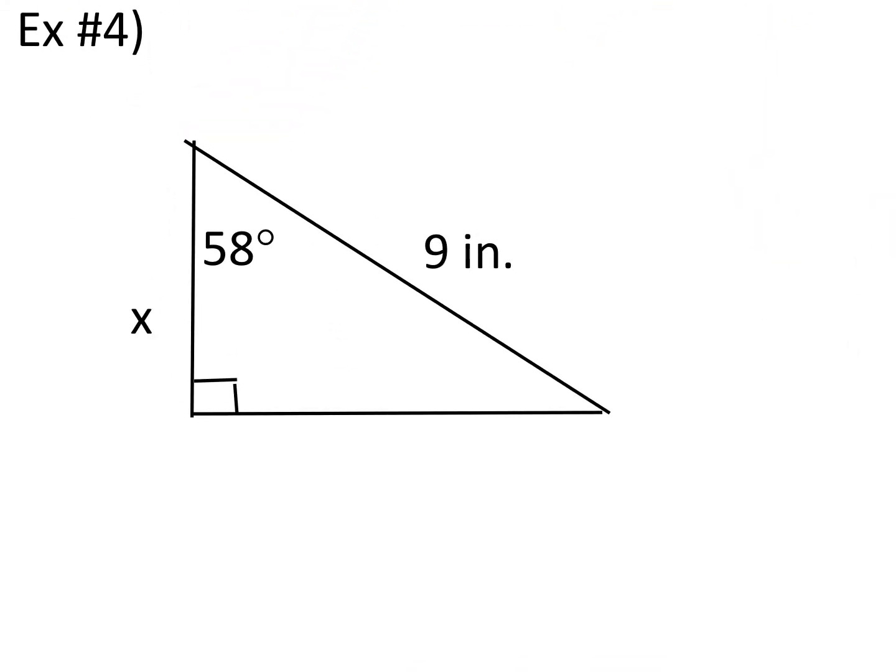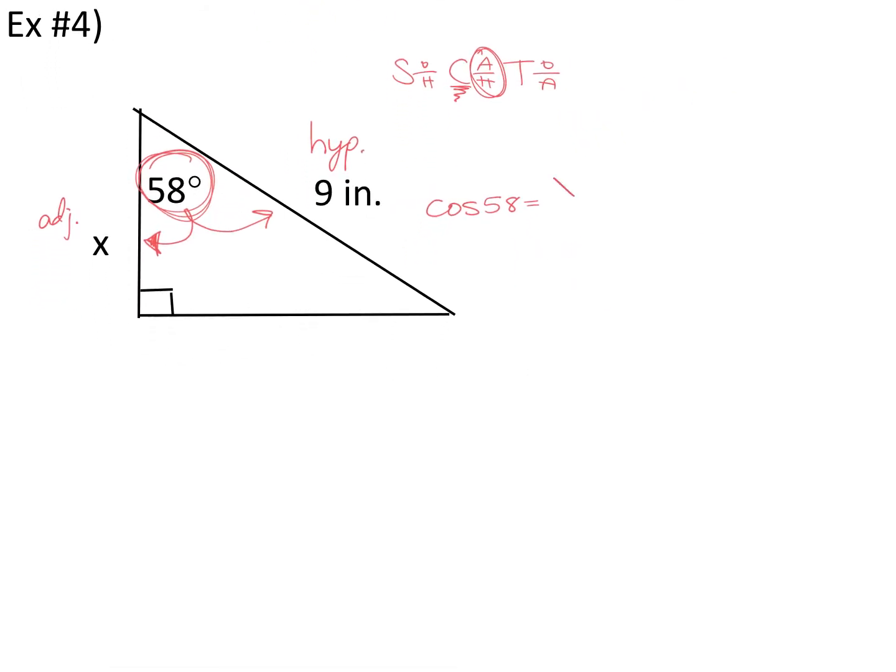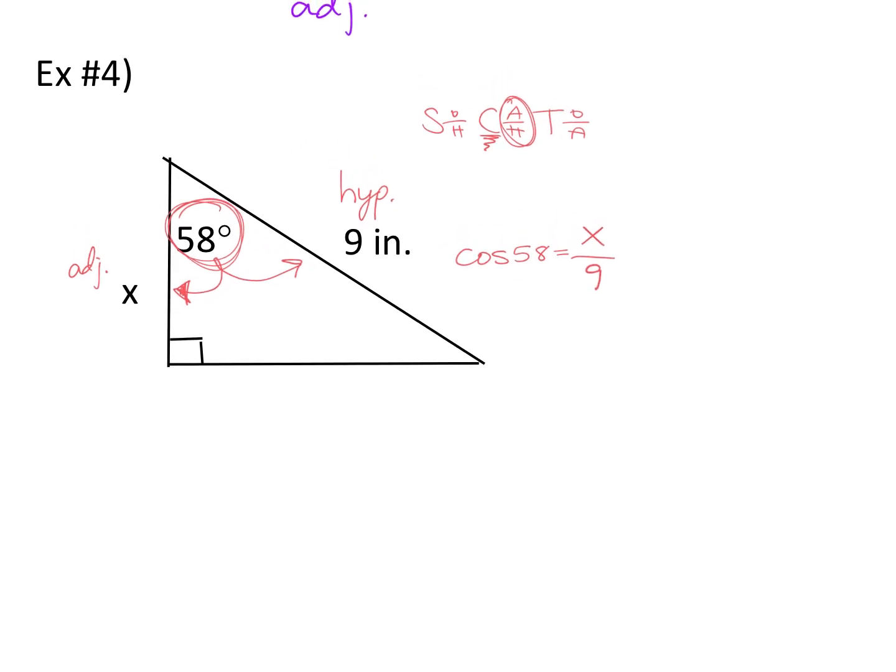Okay, take a look at this one. Where are you starting? 58. From the 58, what is this side? Adjacent. What is this side? Hypotenuse. So you ask yourself, which trig function uses the adjacent and the hypotenuse? Cosine, right? If you look at SOHCAHTOA, adjacent and hypotenuse is cosine. So we're going to say the cosine of 58 equals x over 9, adjacent over hypotenuse.